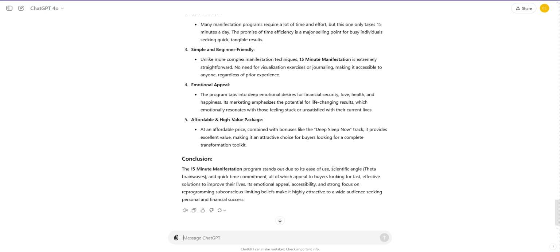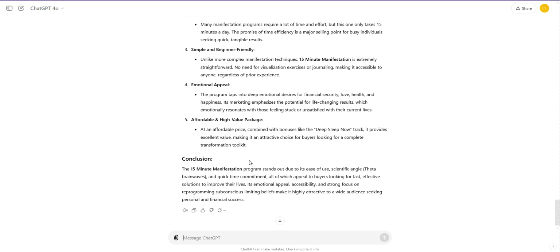So it stands out due to its ease of use, its theta brainwaves, scientific angle, and quick time commitment, all of which appeal to buyers looking for fast and effective solutions to improve their lives. Okay, the next prompt that you can use, a little bonus one for you before I show you how to get the content for it.